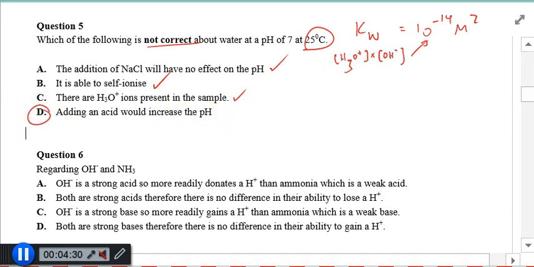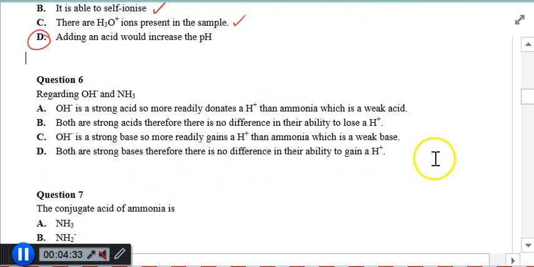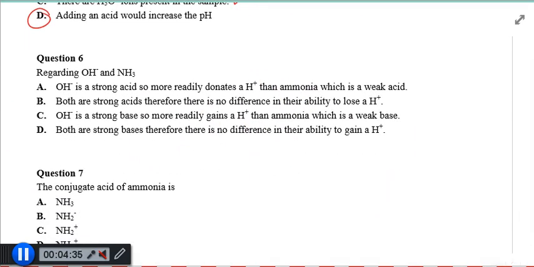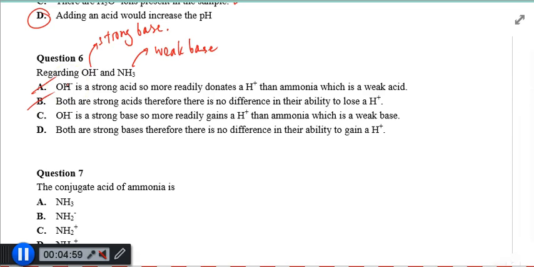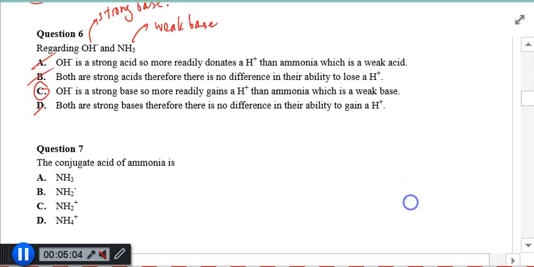If you add an acid, the pH would decrease. Acids tend towards the lower end of the pH scale. Regarding hydroxide and ammonia, ammonia you should know is a weak base. Hydroxide is your prototypical strong base. And we just eliminate answers and pick the right one. So not A and B because they're talking about hydroxide and ammonia as acids. So it must be C or D. Must be C because D talks about both being strong bases.